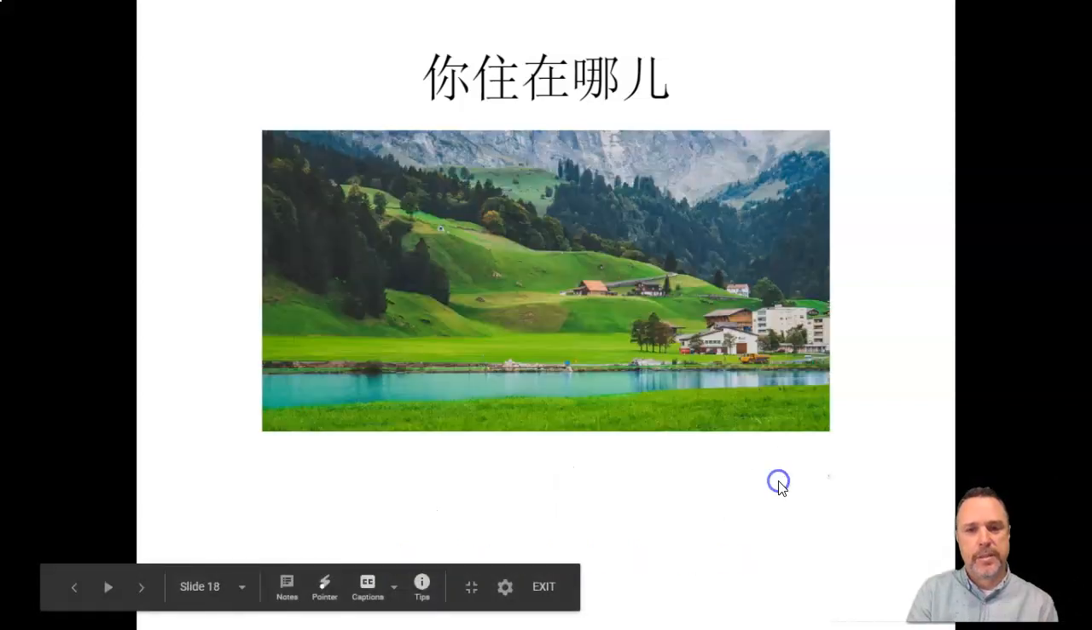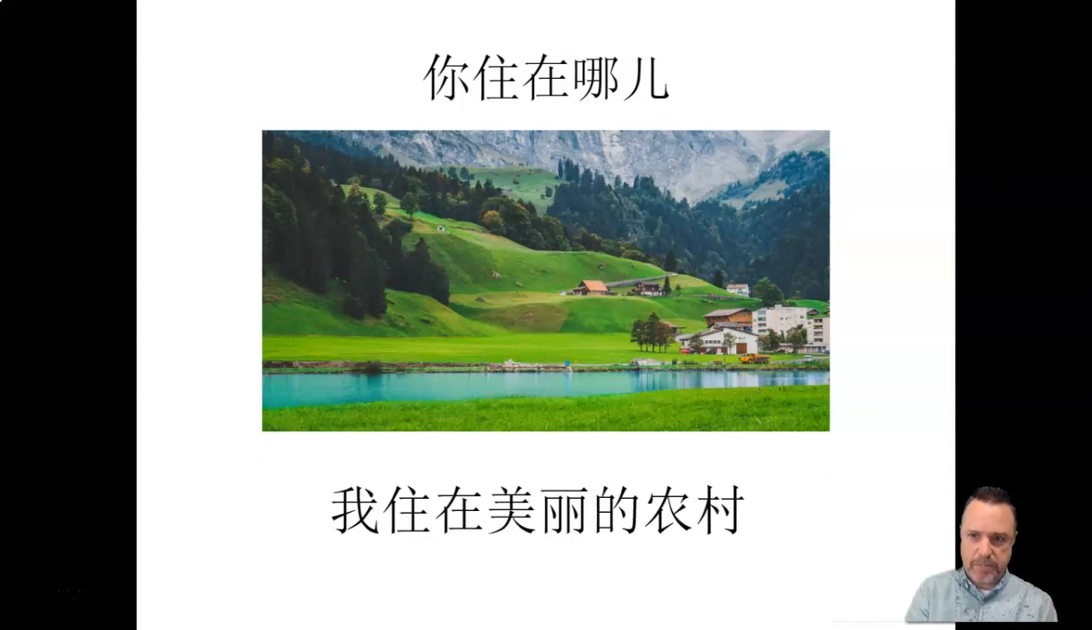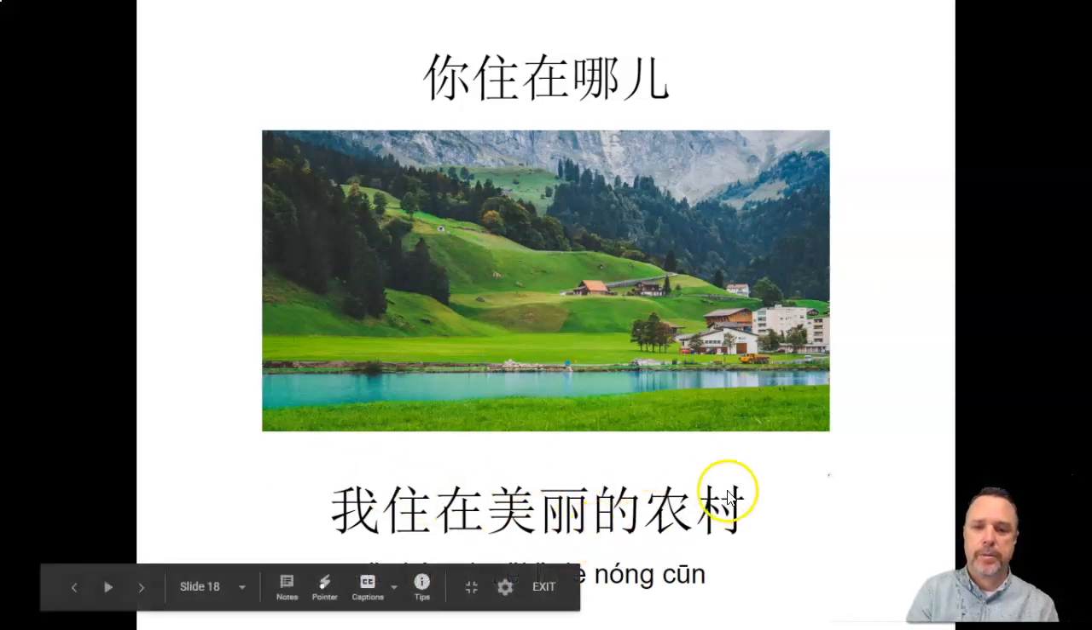Let's have a look at our next example. Again, the same picture of our countryside. 你住在哪儿? Where do you live? Here's the sentence I've used. You probably recognize it from before, I hope. There's our pinyin. 我住在美丽的农村. I live in the beautiful countryside. 美丽, beautiful, 农村, countryside, the "的" in the middle. 美丽的农村.